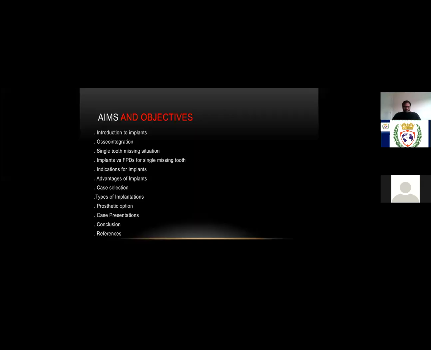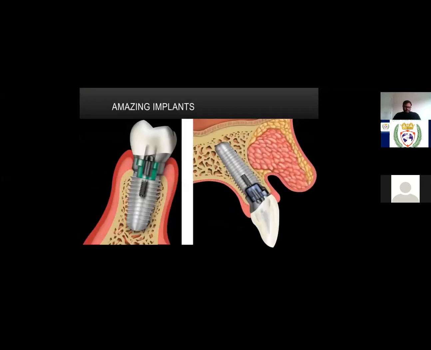Missing tooth, we'll just compare and see. And we'll see the indications for implants, then some advantages. I'll speak on case selection and some types of different implantations we can have, and prosthetic options. We are going to discuss a bit of occlusion there, and case presentations, and finally the conclusion.